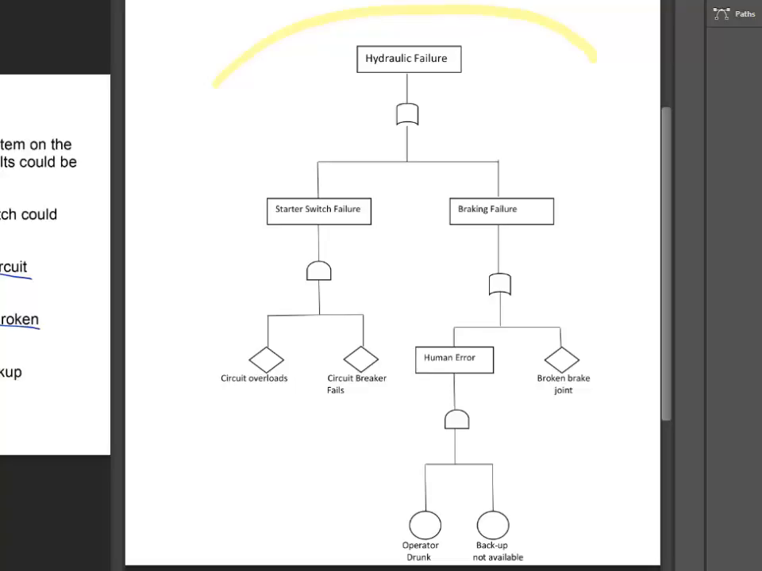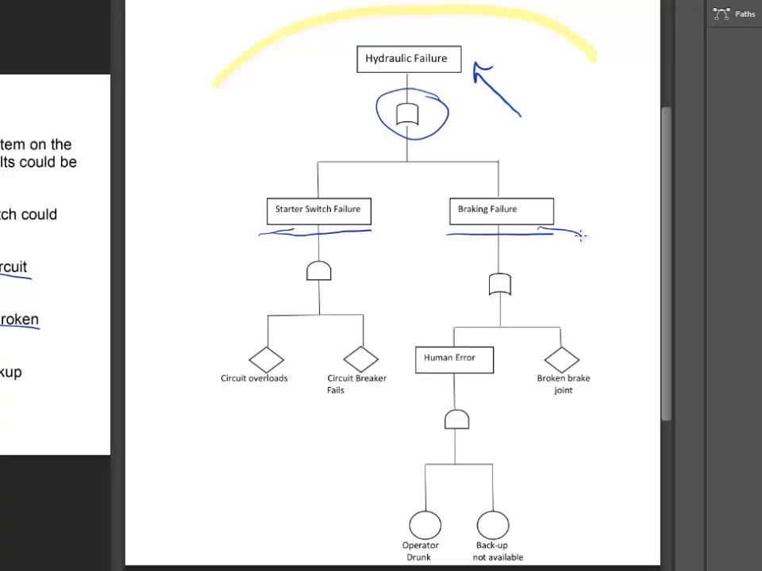Now we started with the hydraulic failure up here. And again, that's in a rectangle because that's how we start our fault tree. And the second thing that we learn is that there are two major ways in which it could fail. And they are basically separate from each other, and that's the starter switch and the braking failure. And so we use this little OR gate right here to say either this could happen or this could happen.